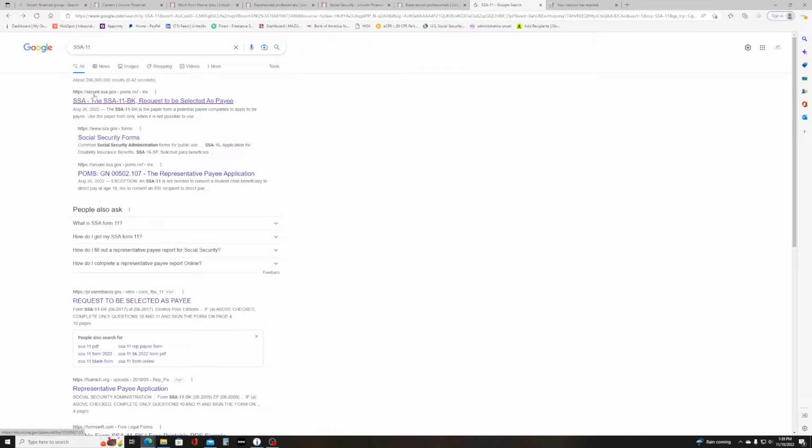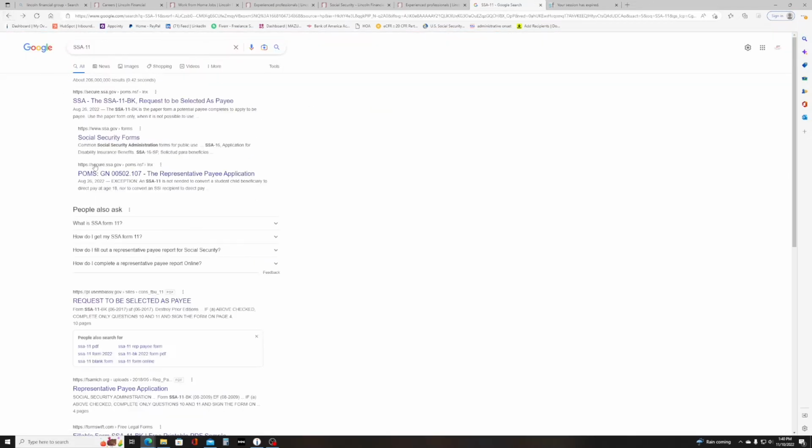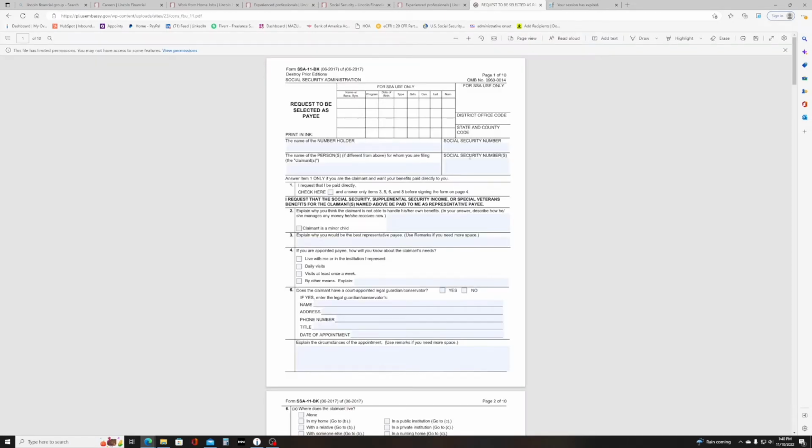So if you were going to mail in the application, here we are back at Google. If you go to this first link here, which is SSA, it just basically goes into the policy of what a technician would be reading. And it basically says that you should be using the electronic payee system. But again, if you're at a hospital, an assisted living place, or something like that, or you're trying to anticipate the questions that are going to be asked, I found it on this link here, which is pl.usembassy.gov. When you come here, this is the actual paper application.